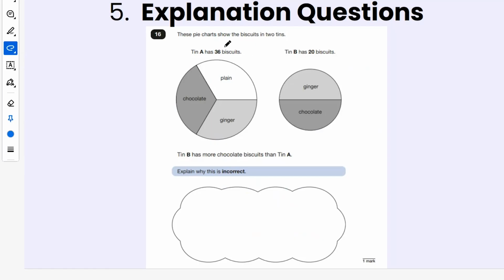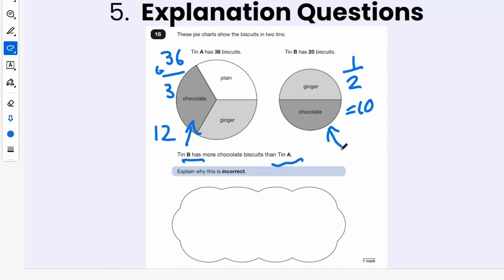Here's another one. These pie charts show biscuits in 2 tins. Tin B has 20 biscuits. Tin A has 36 biscuits. Tin B has more chocolate biscuits than tin A. Explain why this is incorrect. Okay, so tin B has 20 biscuits and half of 20 equals 10. So in this one, we've got 10 chocolate biscuits. Here, we've got 36. And if we divide that by 3, we get 12. So that's 12 and that's 10.